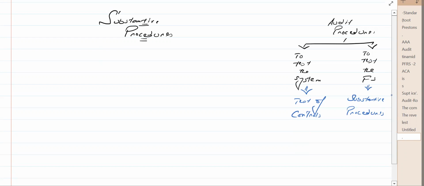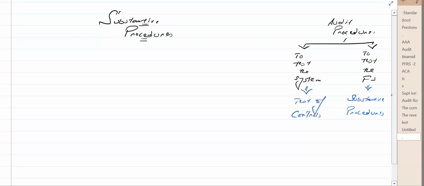Now, when we say the financial statements, we mean the statement of profit and loss, the statement of financial position, and the notes of the financial statements. That means we are talking about testing the assertions related to the financial statements. Now, assertion means the claims made by the management regarding the financial statements.